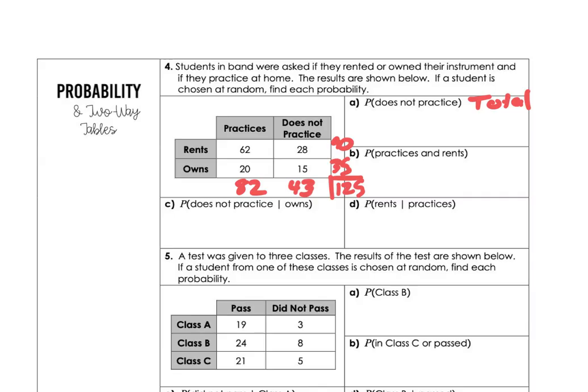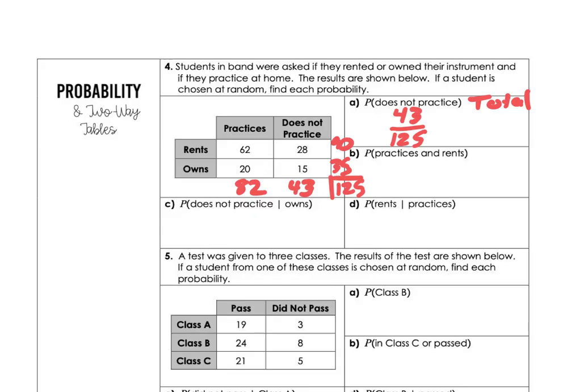Okay, what is the probability that a student does not practice? So what I was trying to tell you earlier is we're going to use the entire group because we don't have any specific condition that was given to us. So we're looking at all students in the band. Out of the 125 students that we have, how many of them do not practice? 43. Okay. And so here, because we're not doing relative frequency, we'll just leave it as a fraction. Okay, we'll just leave it as 43 over 125.